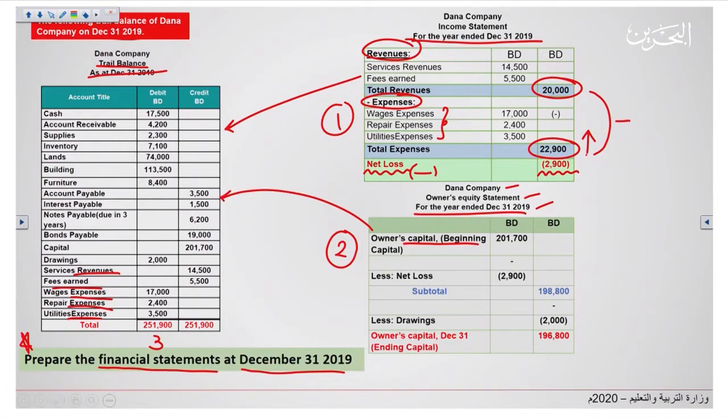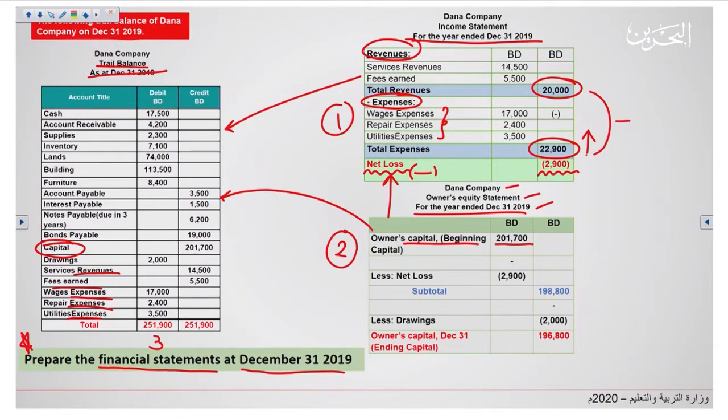So I have to look here in the balances to get the capital. I will add the capital here. This is our beginning capital. Then in the statement of owner's equity, I have to list the events that will increase the capital and the events that will decrease the capital. But here we are facing a net loss as we got from the income statement, which means the company is losing money. There are no events increasing the capital here.